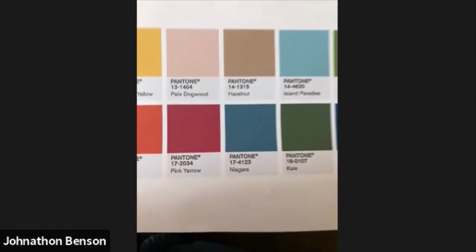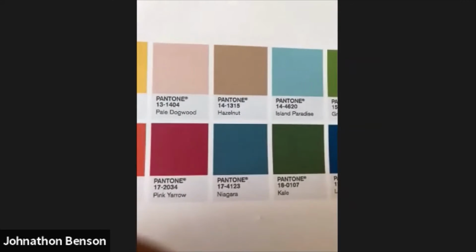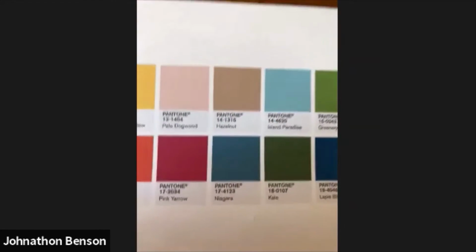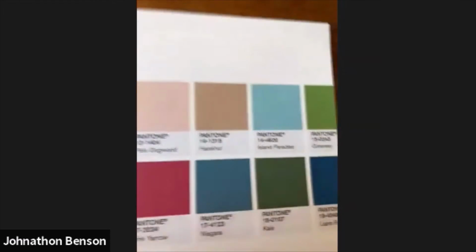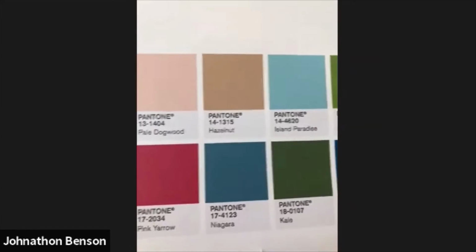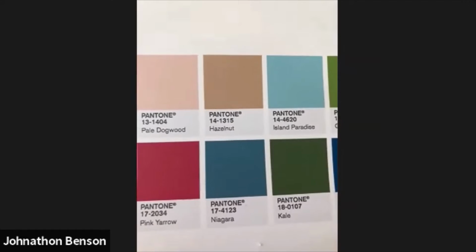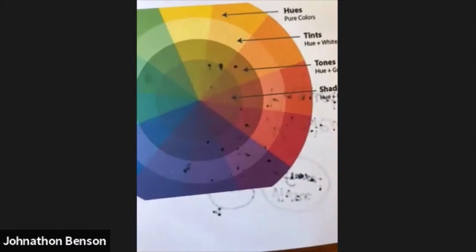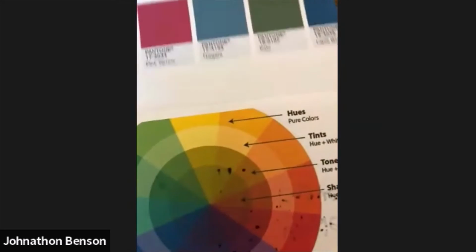Niagara. Okay, that's cool. All right, so when we're trying to reproduce a color, we want to ask ourselves a couple of questions. So first off, what is the hue? Well, this is obviously blue. All right, we can go back and look at that right here.